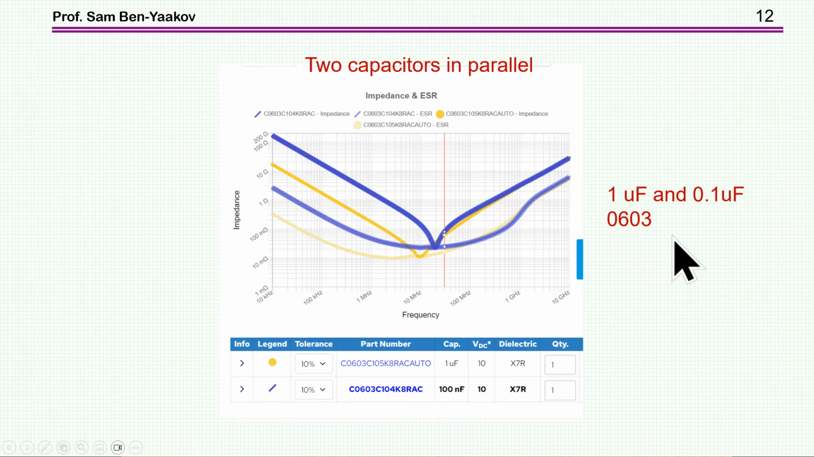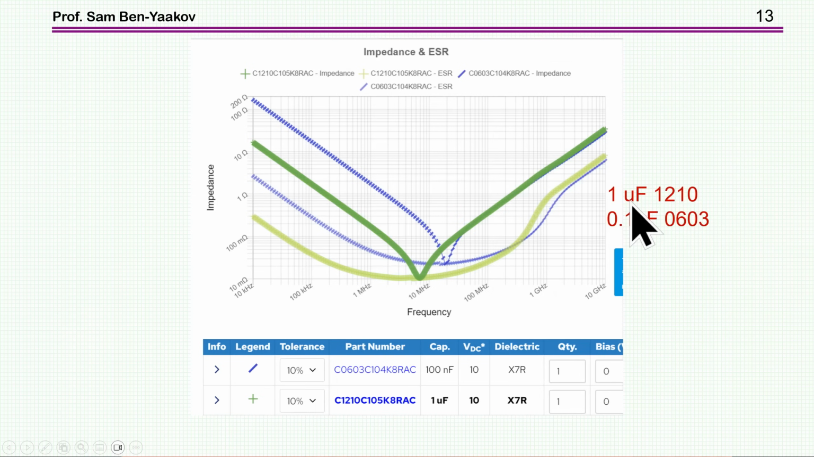So you see, it's not a matter of just the capacitance of this capacitor. It has to have an inductance which is lower than this inductance, otherwise it doesn't help. So here I'm showing another case, and in this case I have two sizes. One is the 1210 and 0603, the 0.1 microfarad. This one is smaller, this one is larger.